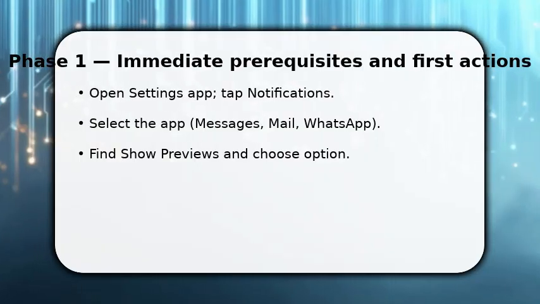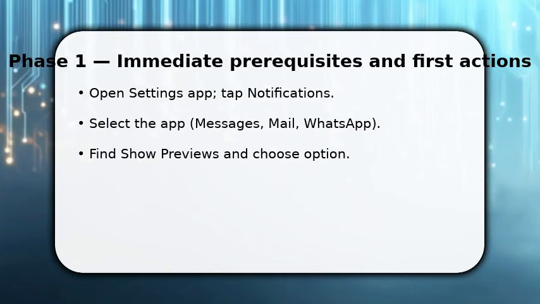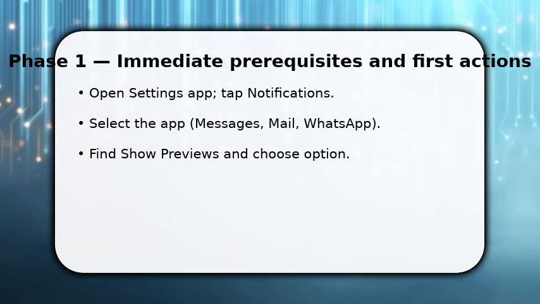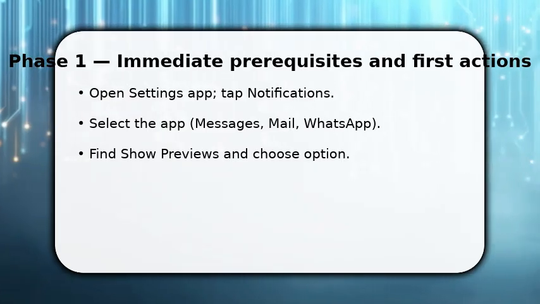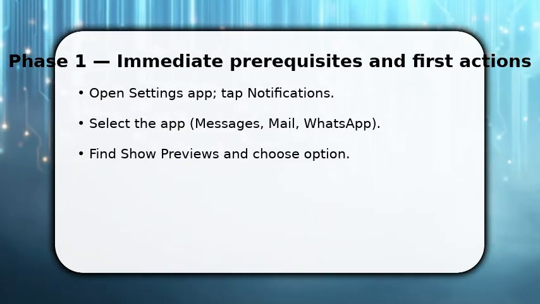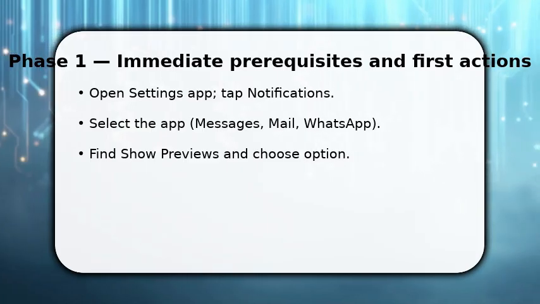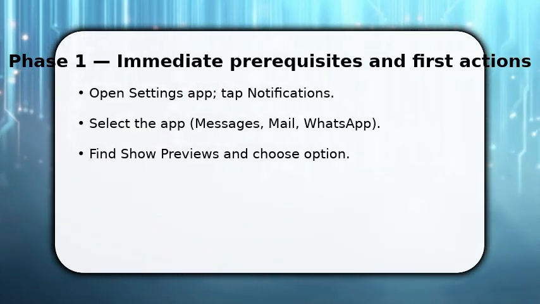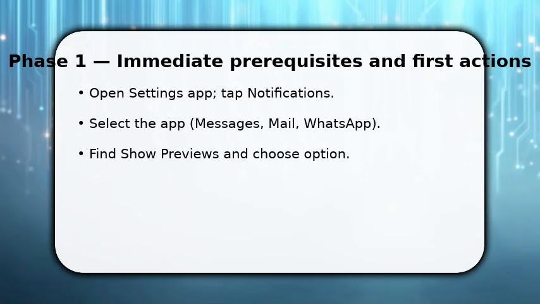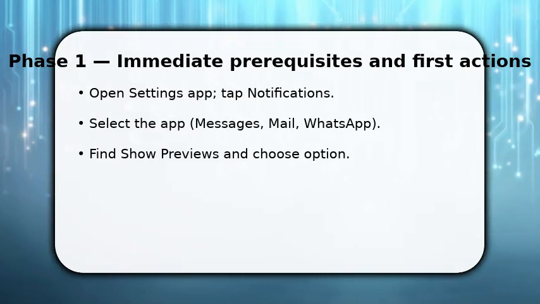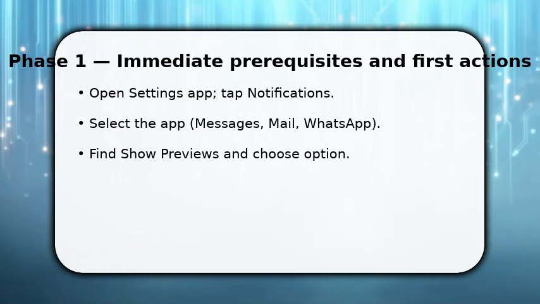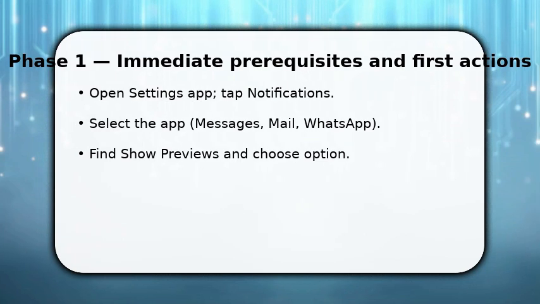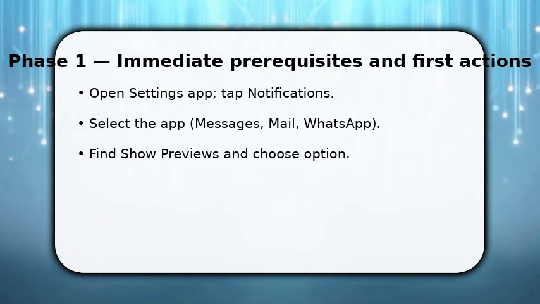You start by opening Settings and tapping Notifications. That gets you where Preview controls live. Tap the specific app you want to change, Messages, Mail, or a third-party messenger, because each app has its own setting. Once inside the app notification screen, find Show Previews. Change it now to Never or when unlocked to stop previews from appearing on the lock screen. This reduces accidental info leaks and helps protect privacy immediately without disabling notifications.